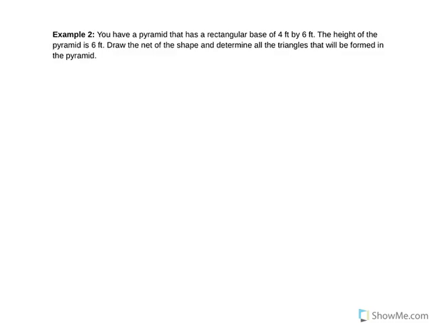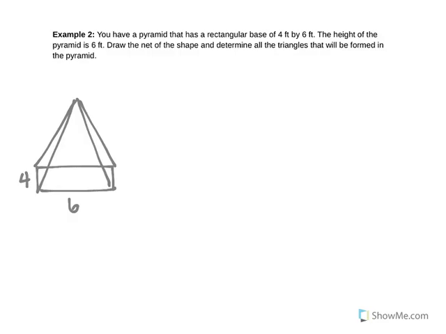Example 2, you have a pyramid that has a rectangular base. And it's 4 feet by 6 feet. And the height of the pyramid is 6 feet. So here's our pyramid. The height is actually a strange thing because it's measured from the center of the pyramid to the top. And that doesn't always help us because we need to know what the slant is. The slant is that outside measurement. So we'll measure this right now. So we know the height's 6.